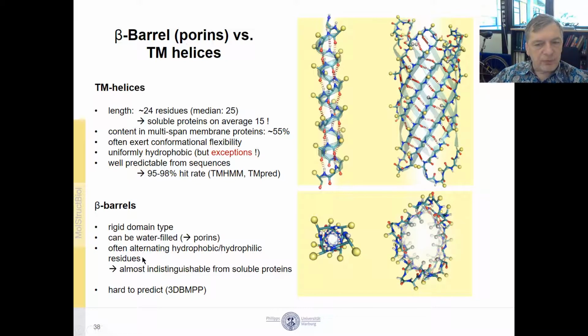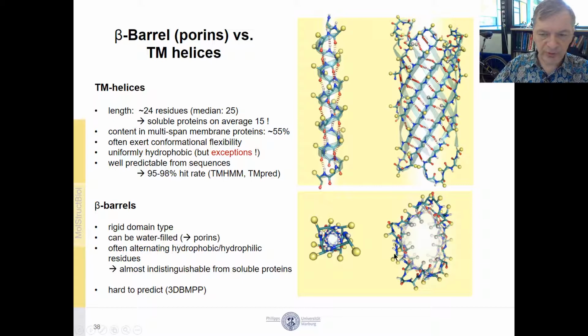Next point is, the amino acid composition is almost indistinguishable from soluble proteins. That means this is the hell. You have a protein sequence, and maybe in the absence of additional information, for example the presence of a signal sequence, you do not know whether this protein may be somehow anchored in the membrane as a beta barrel protein. These cases do occur.